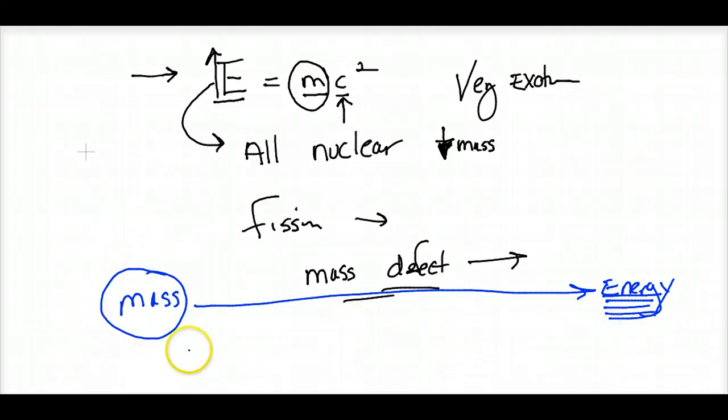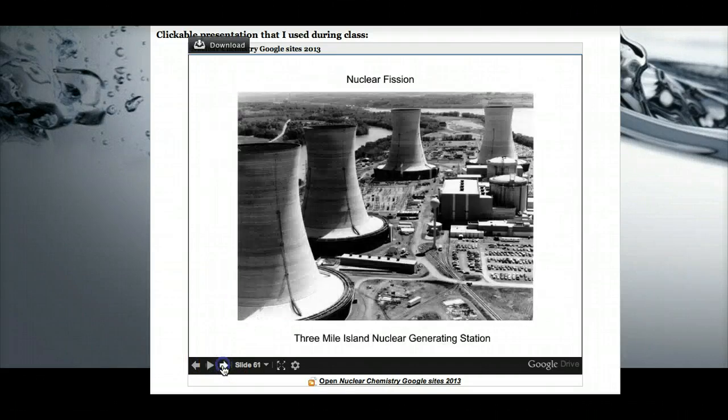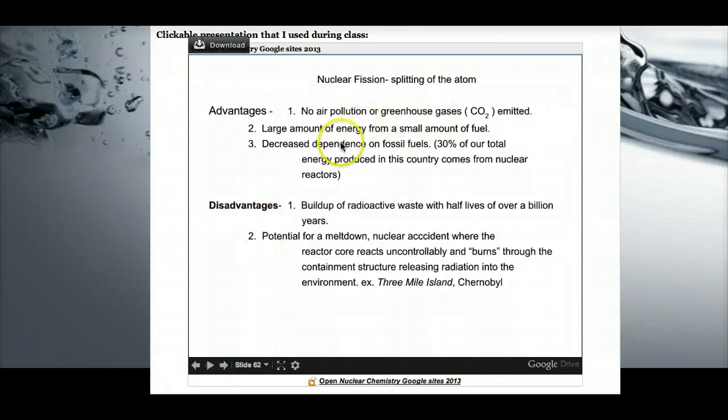Nuclear reactions go from unstable to stable, and from a little bit of mass being eaten up to making energy. So in nuclear fission, the splitting of the atom, when you add up all of the reactants and compare it to the mass of the products, there's that little missing mass. That little missing mass gets converted into a tremendous amount of energy, more so than any kind of chemical reaction. Let's go through the advantages again: no air pollution, a large amount of energy from a small amount of fuel, and decreased dependence on fossil fuels.